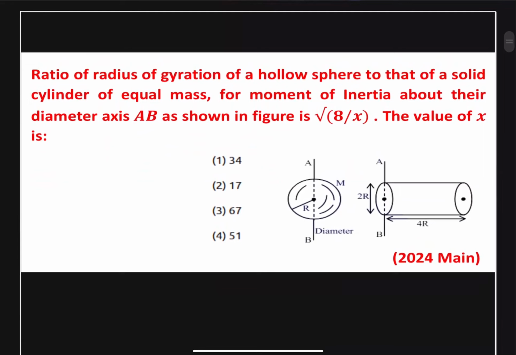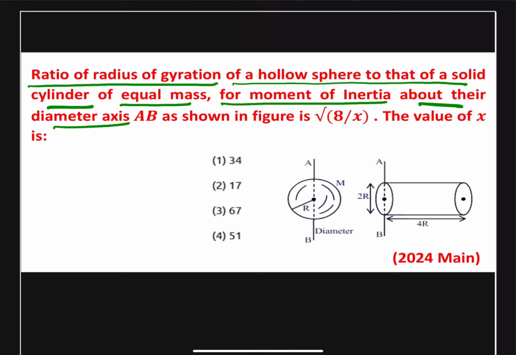It states that the ratio of the radius of gyration of a hollow sphere to that of a solid cylinder of equal mass, for moment of inertia about their diameter axis AB as shown in the figure, is square root of 8 upon x. The value of x is. So we are given the radius of gyration for our cylinder and hollow sphere with respect to the diameter. And so we have two objects. So let us start with the hollow sphere.